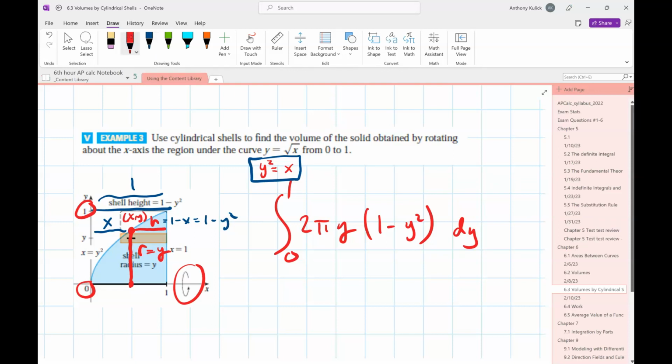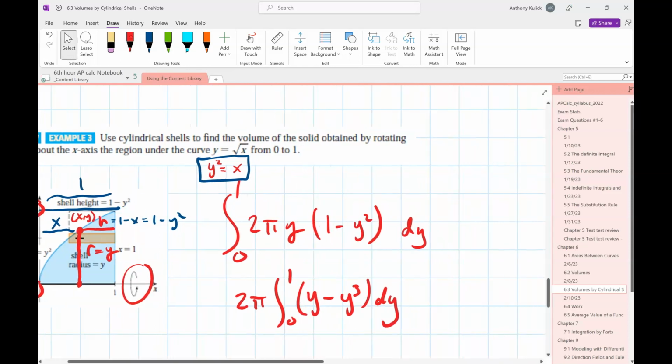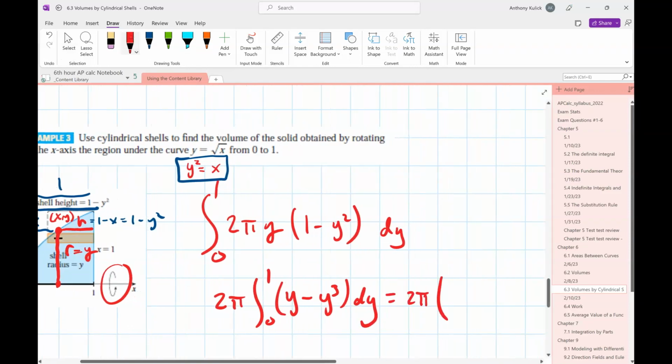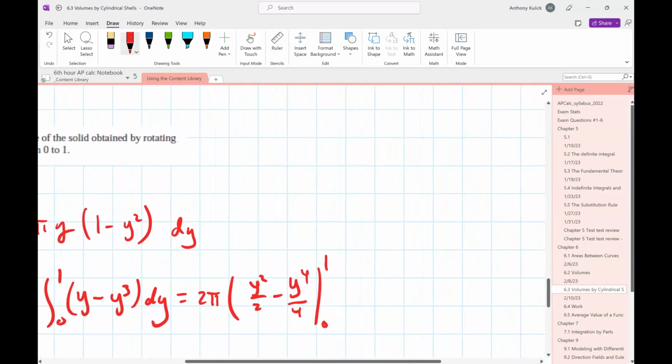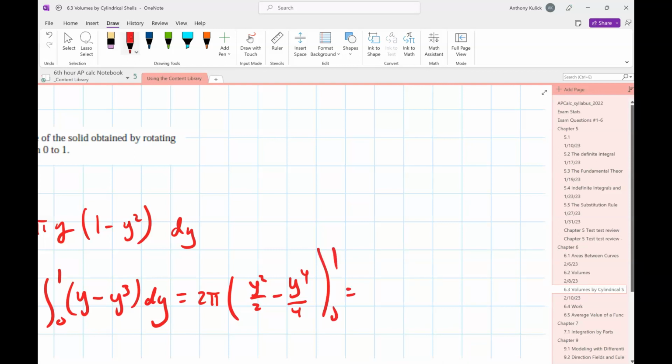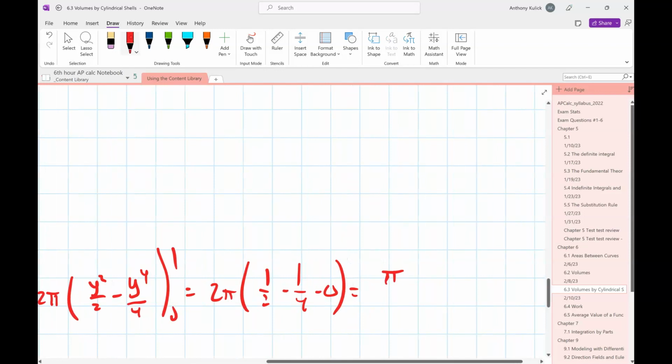Now we integrate. Just like before, I'm going to distribute and pull the constants out, do my antiderivatives. So I have 1/2 minus 1/4 is 1/4. So 1/2 minus 1/4 minus 0 is 1/4, times 2 pi will give me pi over 2.